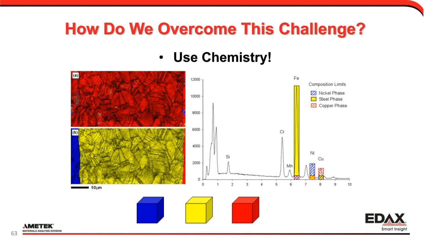And so how do we overcome this? Well, the easy answer is we use our chemistry. We use our simultaneously collected information, because it's going to tell us what corollary phase information will differentiate things better than the EBSD will alone.